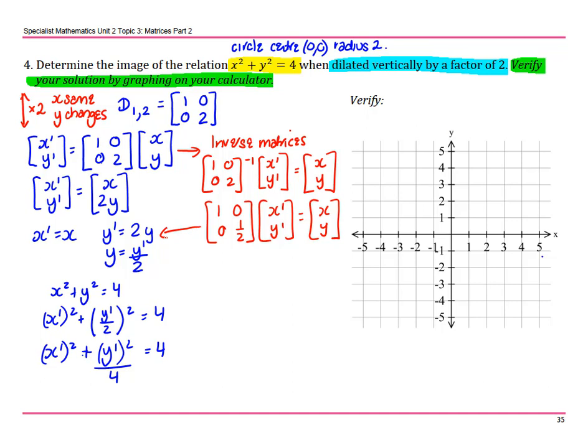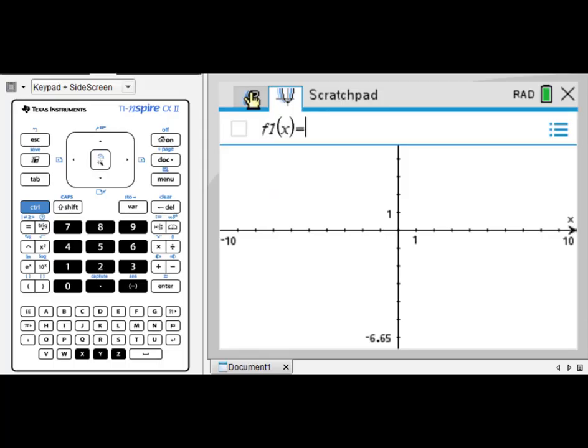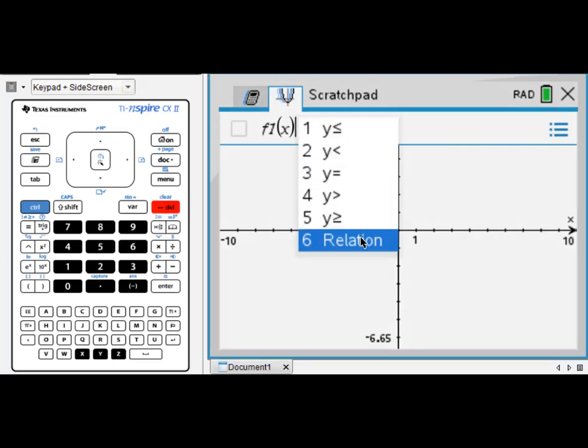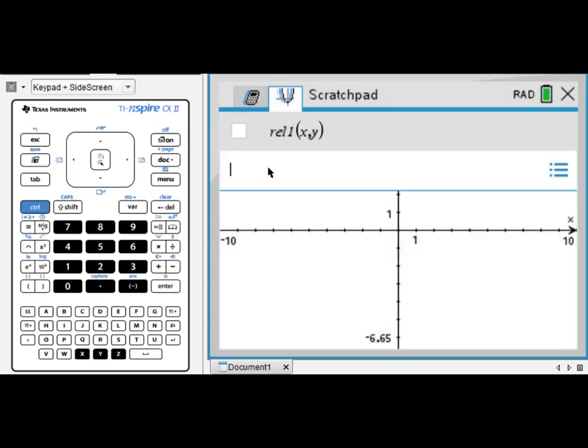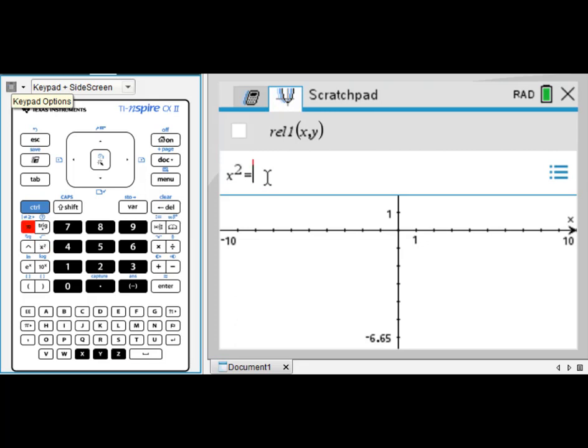Now let's go to our calculators and check what we have. So let's verify what we've got. In our graphing, it's a relation. So if we backspace, you'll get the option for relation, which means we can now go x squared plus y squared equals 4.